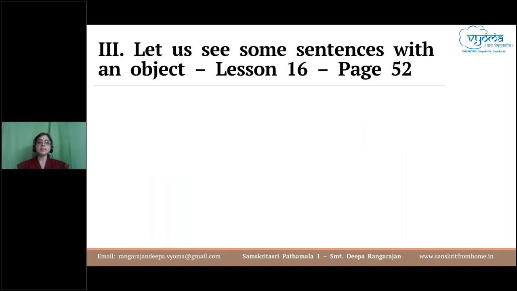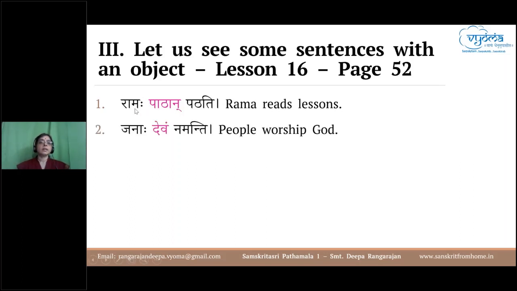So there are some sentences in the textbook, which we will see now, which show the Dvitiya Vibhakti being used as the object. Ramaha pathan pathati. So here, Ramaha is the subject. It is in Prathama. Pathaha is the Prathama Ekavachanam. And Pathan is the Dvitiya Bahuvachanam.